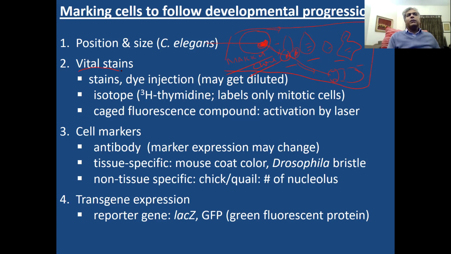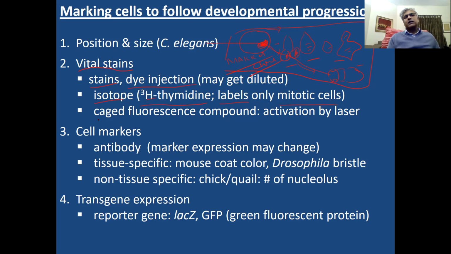Now, also people could use vital stains in the past. So these stains or dyes can be injected, but the problem with these dyes was that as the embryo grows, they get diluted, and you can only trace them until a certain stage. And they have also used radioisotopes like radiothymidine, and they could label only mitotic cells where DNA replication is taking place. They could see the existence of this isotope.